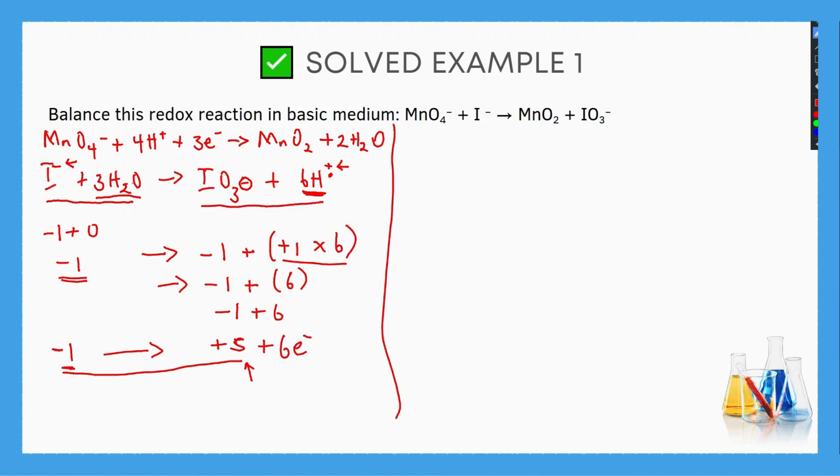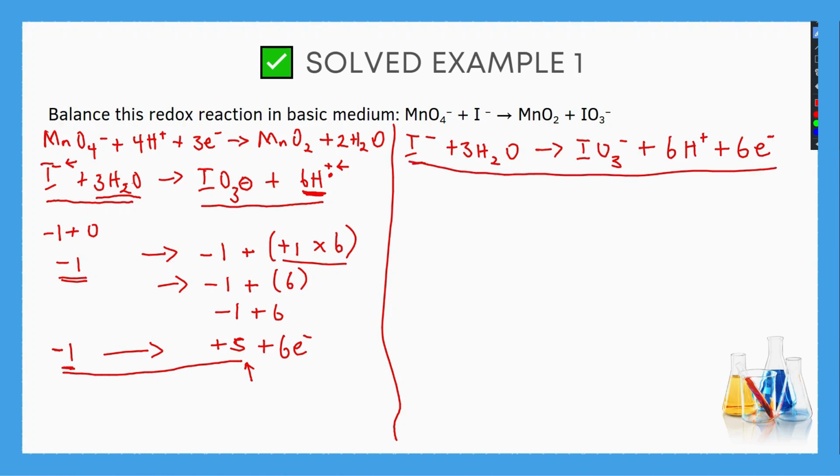So now, when we put it in the equation, the oxidation half equation now becomes I minus plus 3H2O, giving us IO3 minus plus 6H plus plus 6 electrons, e minus. So you can see how that played out. Now the next rule to take in balancing a redox reaction in a basic medium is to make the electrons equal in both halves. So now we have the oxidation half written over here.